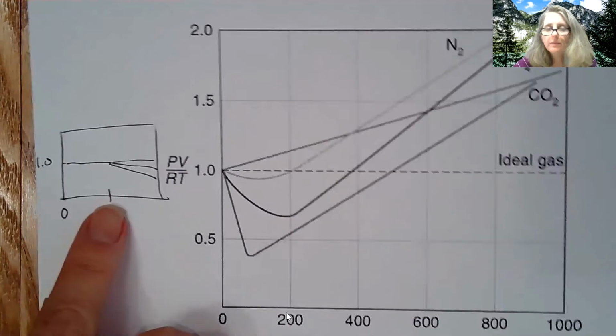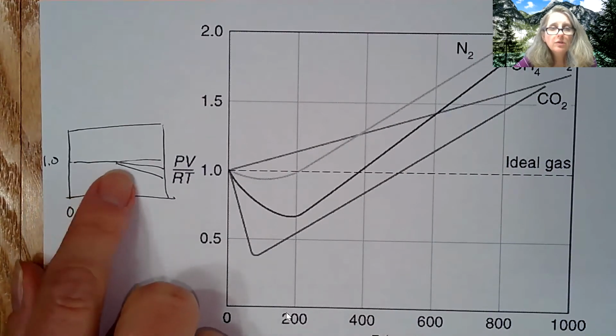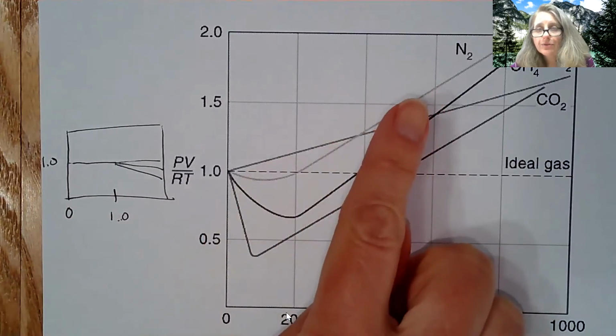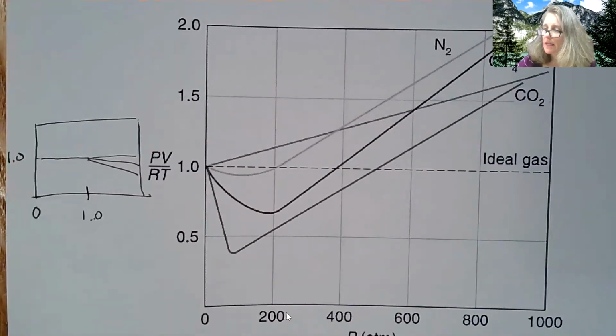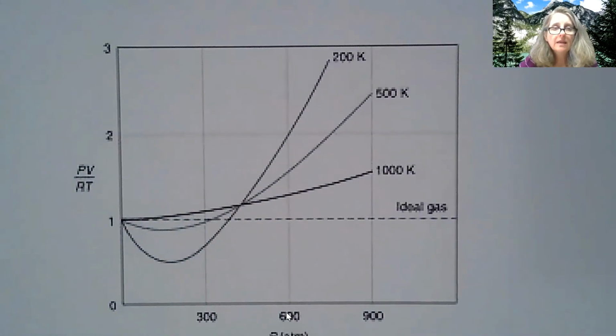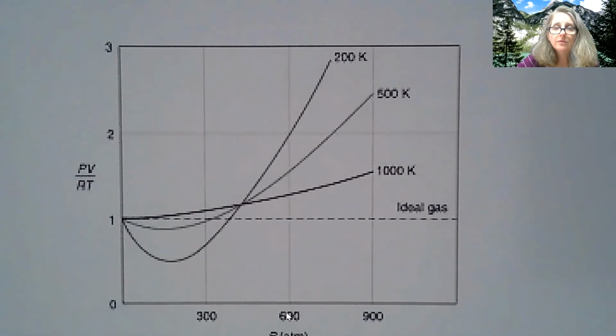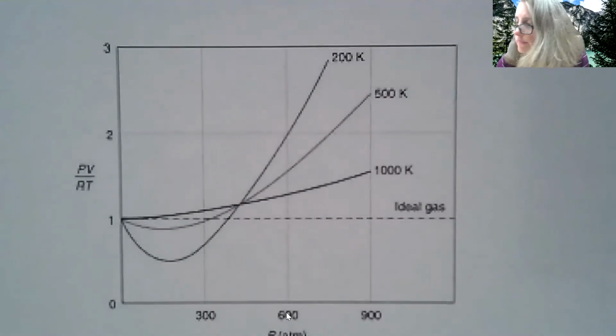So here I drew my box over here. It's not as colorful as the one in the book, but it's trying to show you again, high pressure situations, they veer off, but when we're at normal pressures, they behave like the ideal gas law. Now the second graph that I have in your notes is this one, okay?